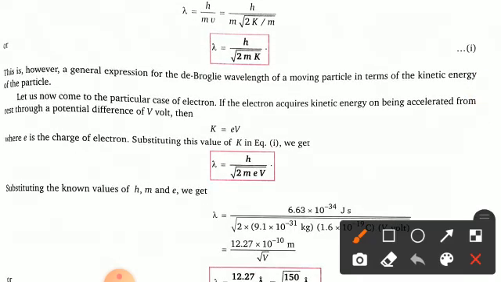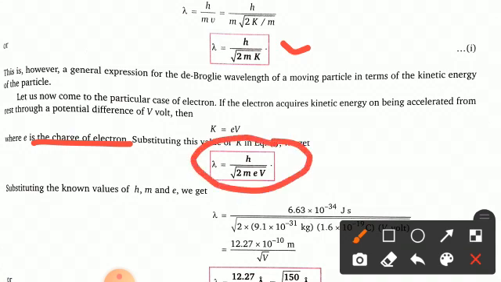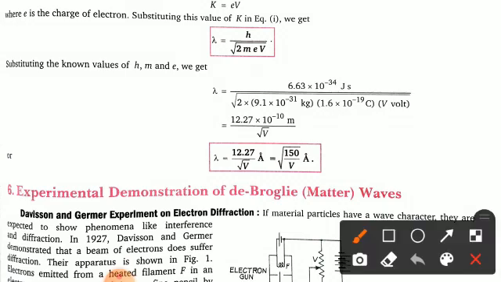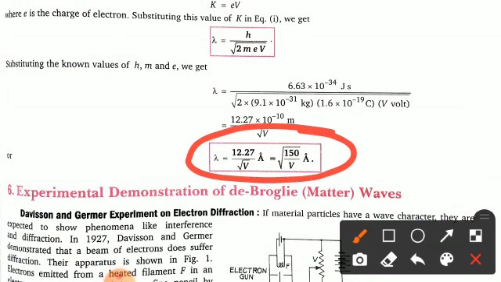So where e is the charge of the electron, substituting the value of k in equation first. Here you put the value of k. So the relation comes out to be lambda equals h upon root 2meV. And if we put the values, after putting the values, the relation comes out to be 12.27 by root V angstrom, which is root 150 by V angstrom. I hope you understand it.